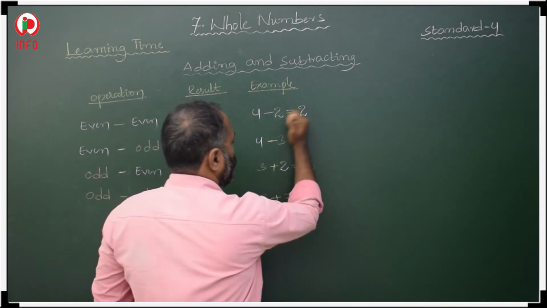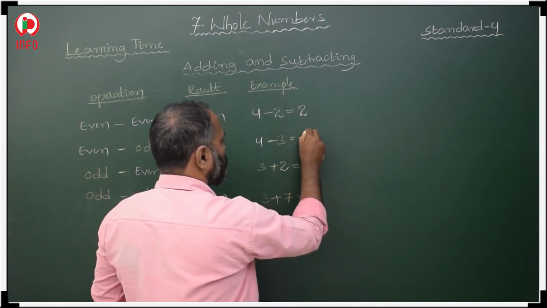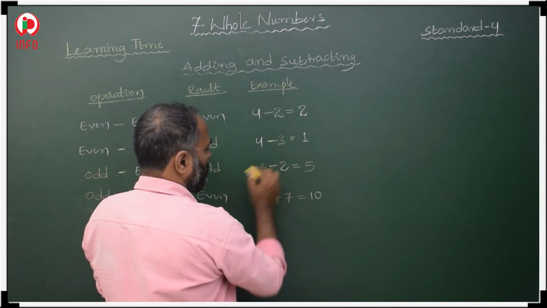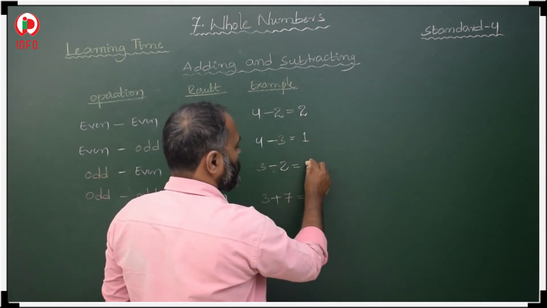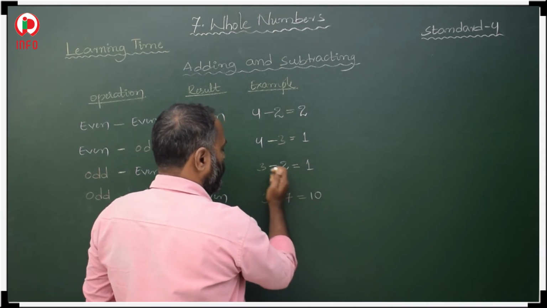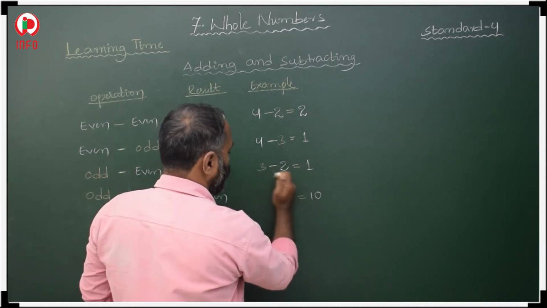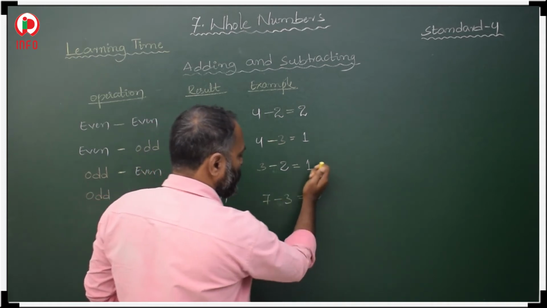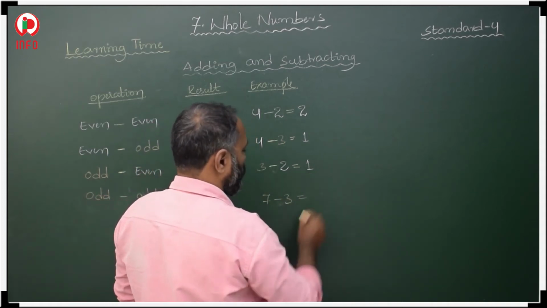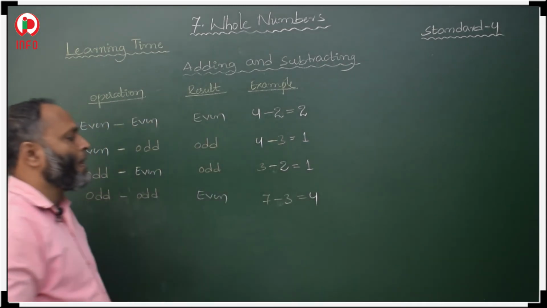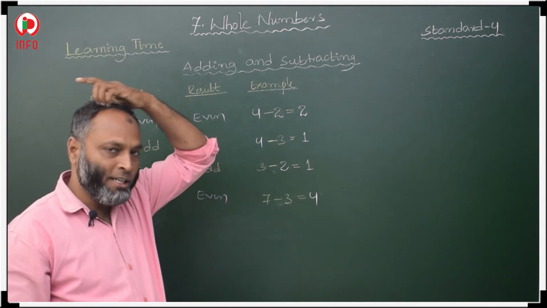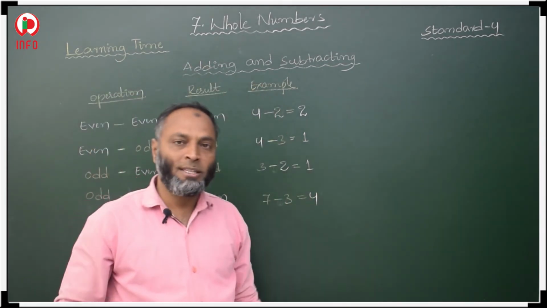4 minus 3 is 1, 3 minus 2 is 1, and 7 minus 3, take the bigger first, 7 minus 3 is 4. Now, check your result here. See, in plus we checked what it will be, in minus also the same thing happened.